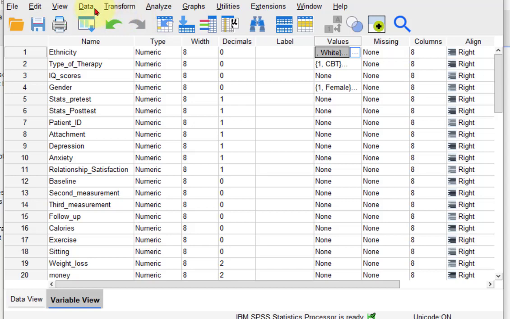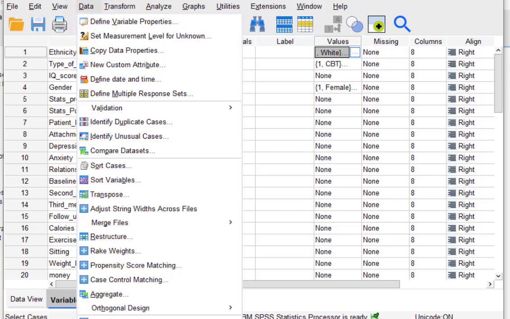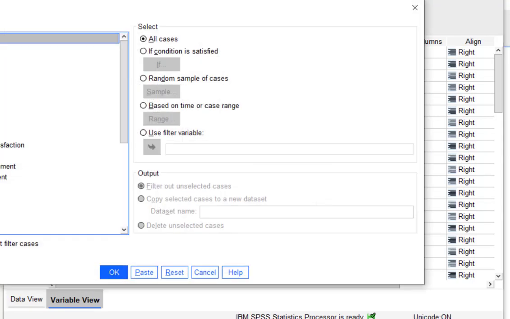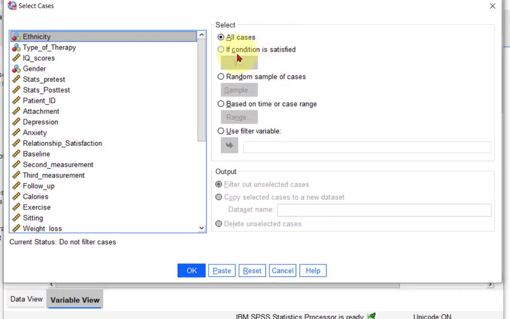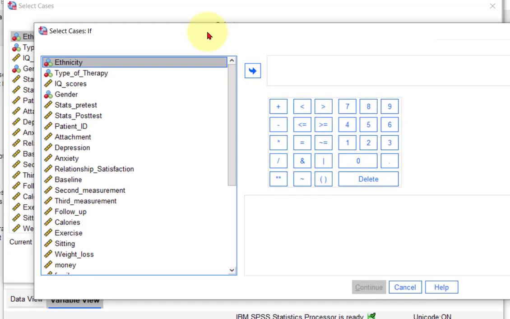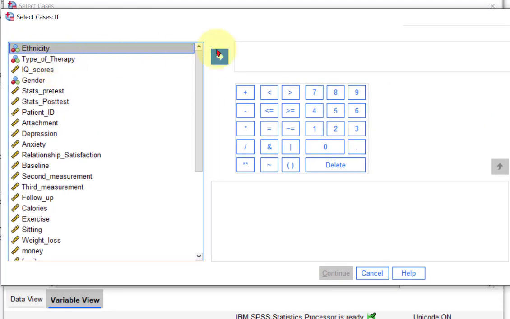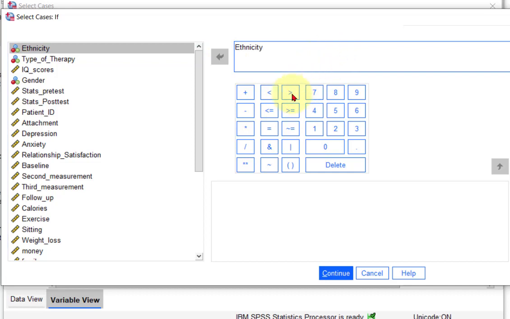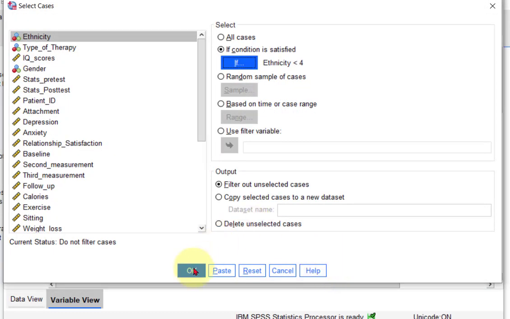So we're going to go to data, select cases. Again, it's off file here. Sorry, I don't want to mess around too much with it. Select cases, and we're going to use if condition is satisfied, if, and we want ethnicity. And if it's less than, I could put less than or equal to 3, but I'm lazy. I'm just going to put less than 4, which means 3, 2, and 1 will be used, which is the group we want. Okay, so click OK.